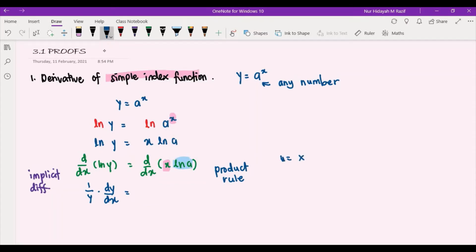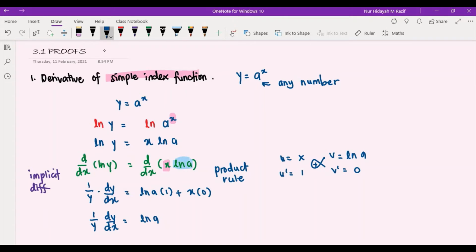So u is equal to x and u prime is 1. v is ln a, and if you differentiate ln a with respect to x, you are going to get 0. And putting in the formula of product rule, you are going to get here ln a times 1 is added to x times 0. And we know that x times 0 will be 0. And so we are going to have 1 over y multiplied by dy dx is equal to ln a.